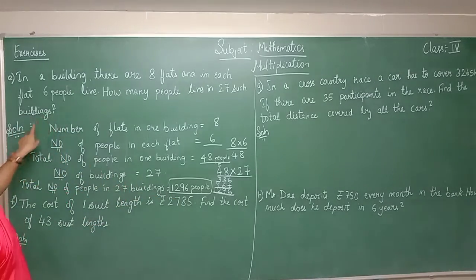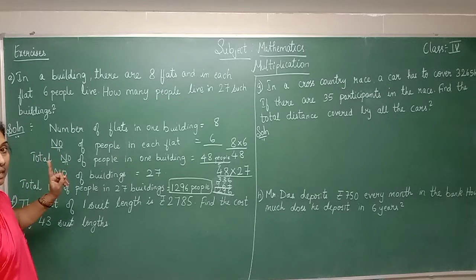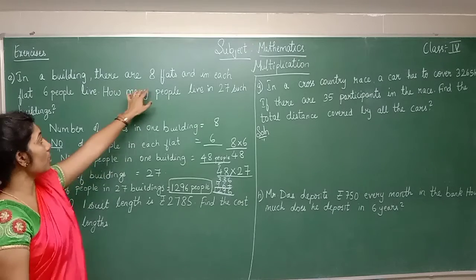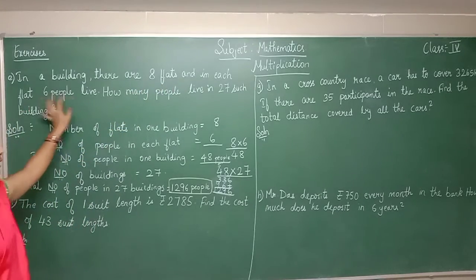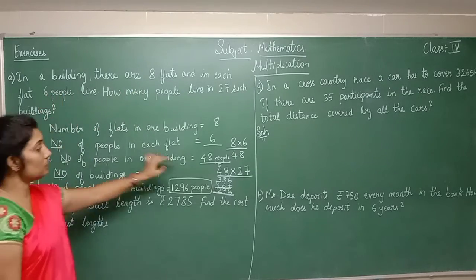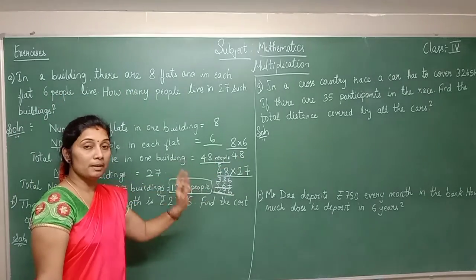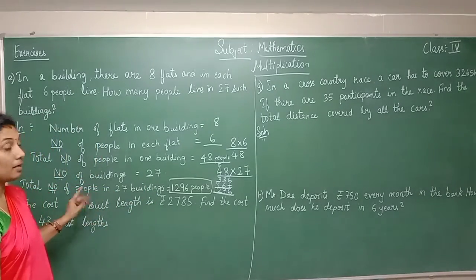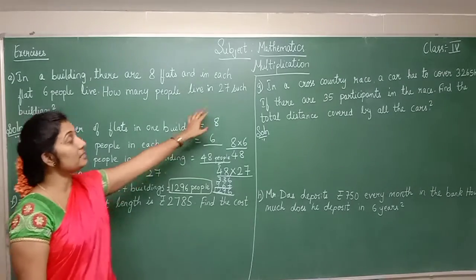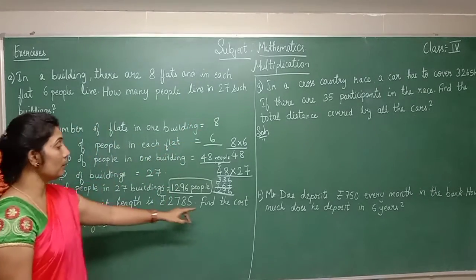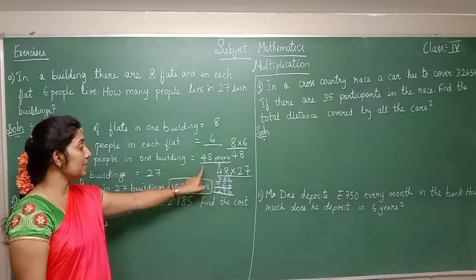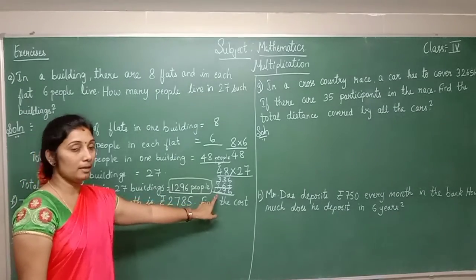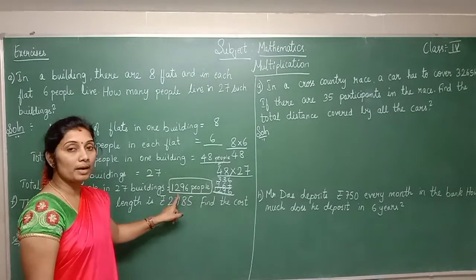I repeat, in a building there are 8 flats. In each flat 6 people are staying. So first we have to find out 8 into 6. We are going to multiply 8 into 6. 8 6s is 48. You got in one building there are 48 people who stay there. Next, we want to find how many people are living in 27 such buildings. So we multiply 48 into 27, and when you multiply in your working column, you get 1296.